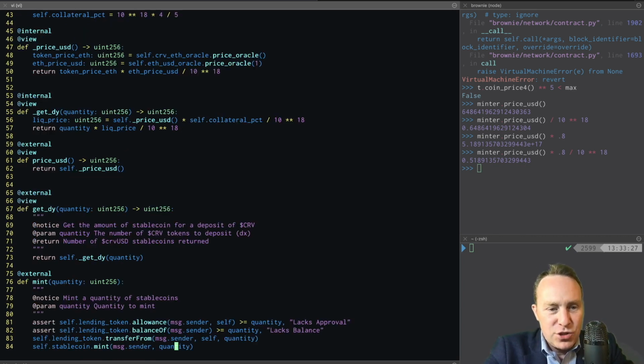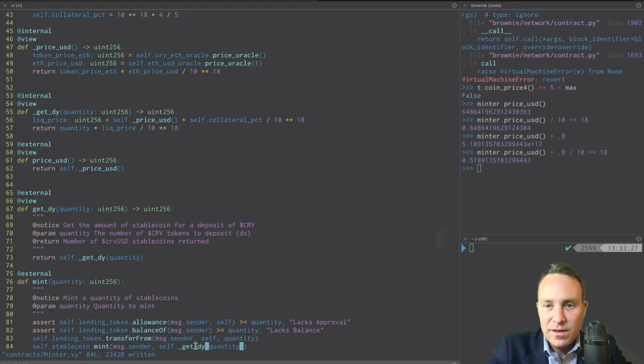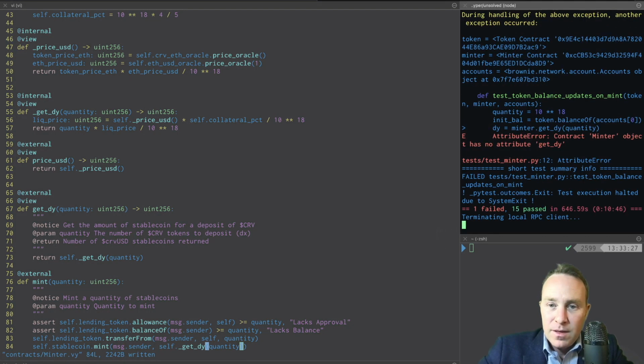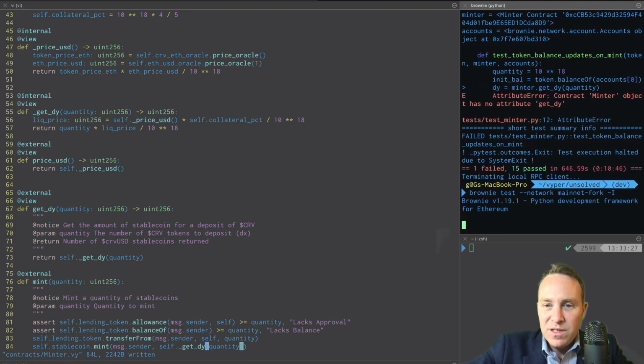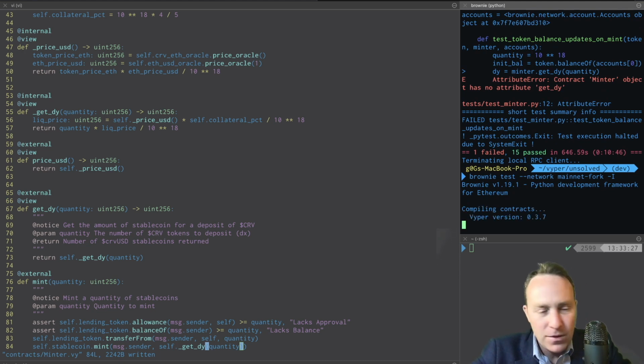Finally, let's change our mint function. We used to just mint whatever the quantity was. In this case, we're going to mint just the outcome of this internal getDy on quantity. This is going to make sure that we're using the exact same function for minting that we're using for running this calculation. And I like to throw some typos in, but let's see. Compiled.